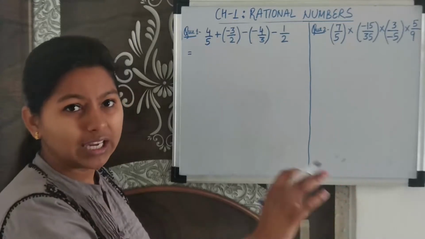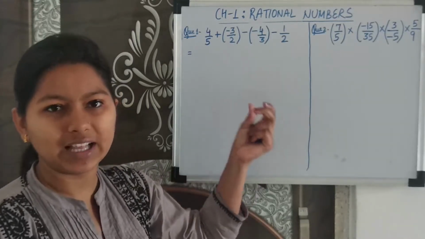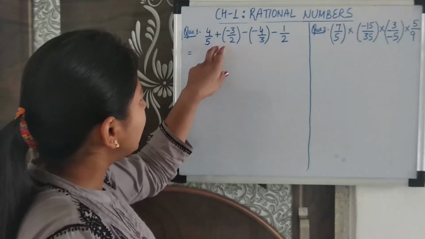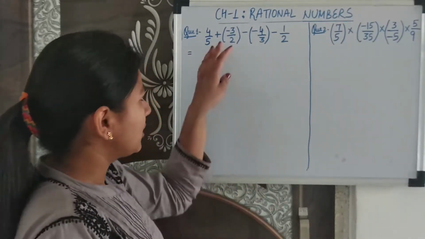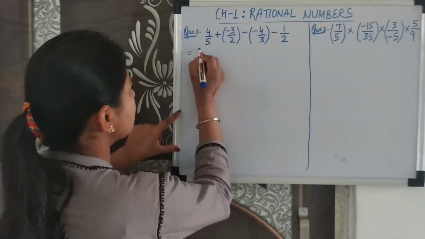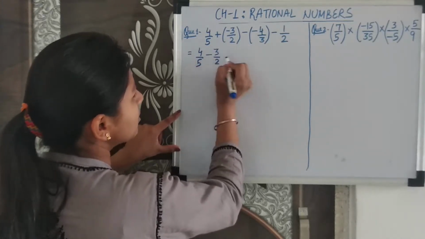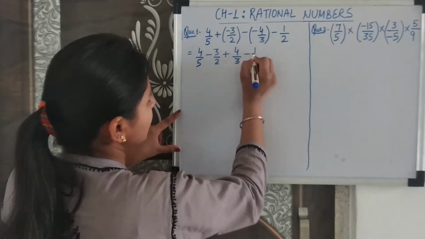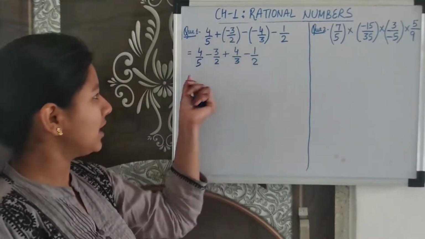Are they all the same? If they are the same, then well and good. If they are not, then we have to make them the same by finding the LCM of all the denominators. Before that, first, we can see that here I have two signs, plus also and minus also. Which do we have to consider? For that, first we will simplify the signs into a single sign. For example, this will be 4 by 5 plus minus minus 3 by 2 minus minus plus 4 by 3, and this will be the same minus 1 by 2. So this will be our first step, to convert two signs into a single sign.